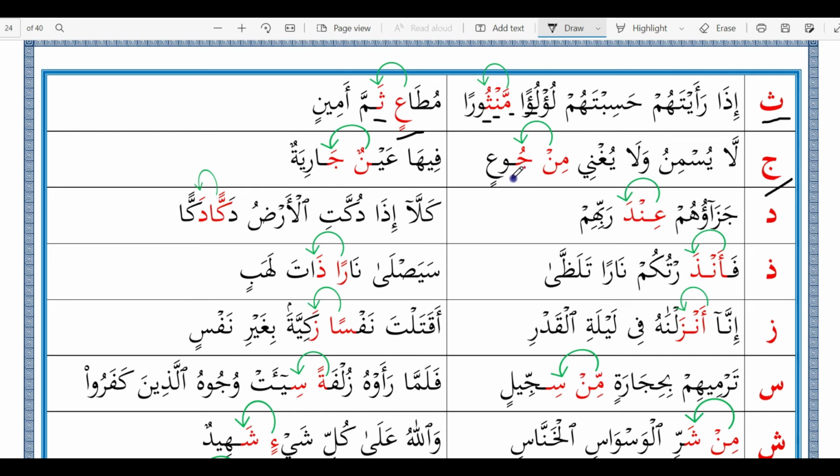Jim here comes after Noonus Saakinah, and Noonus Saakinah is joined onto the meem with kasra, and that gives us the sound min. Because Jim comes after it, we have to make this noon sound halfway, so we say ming. Rather than min, we say ming. Then we have to stretch the joining sound, so we say ming jur.